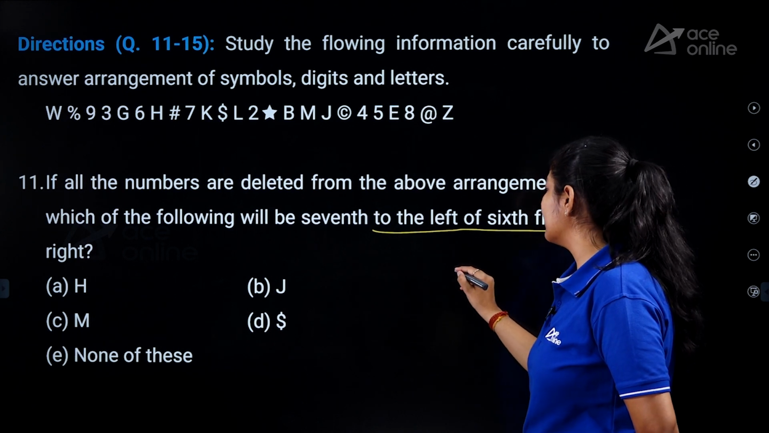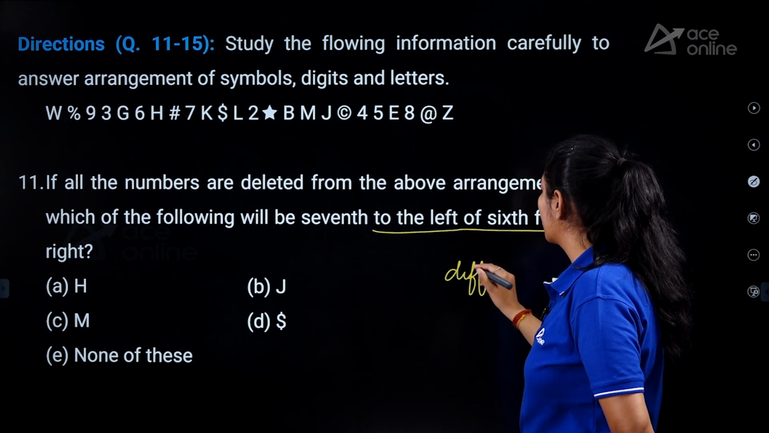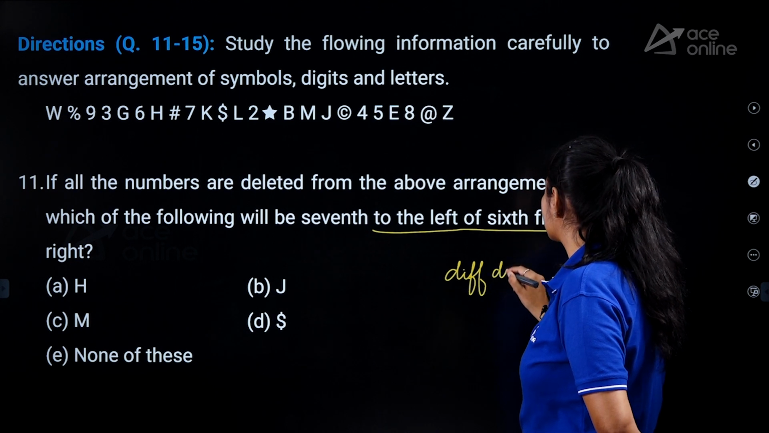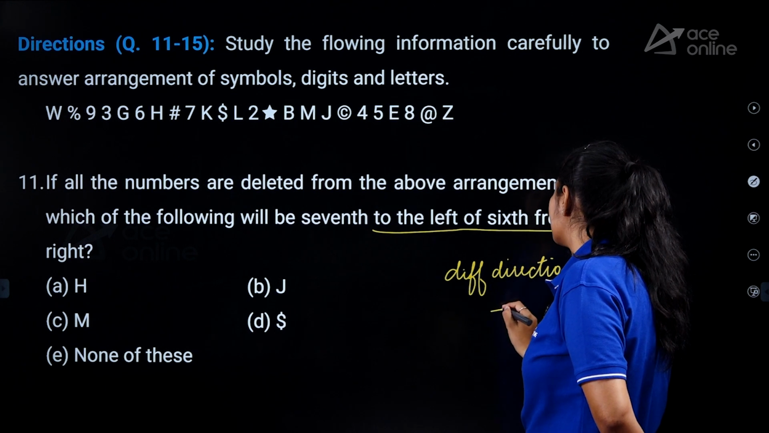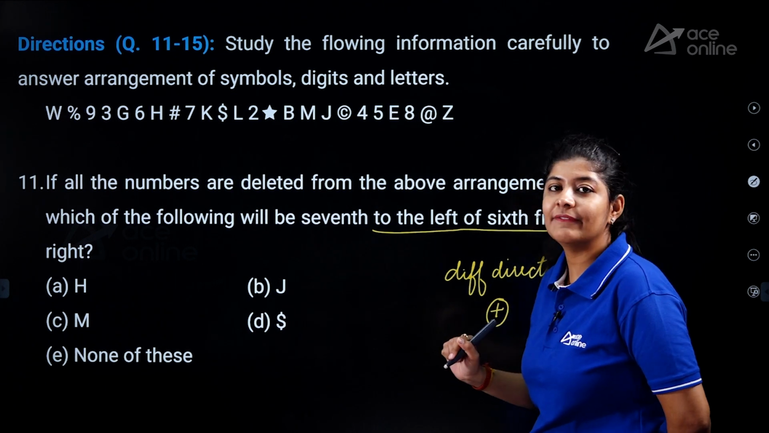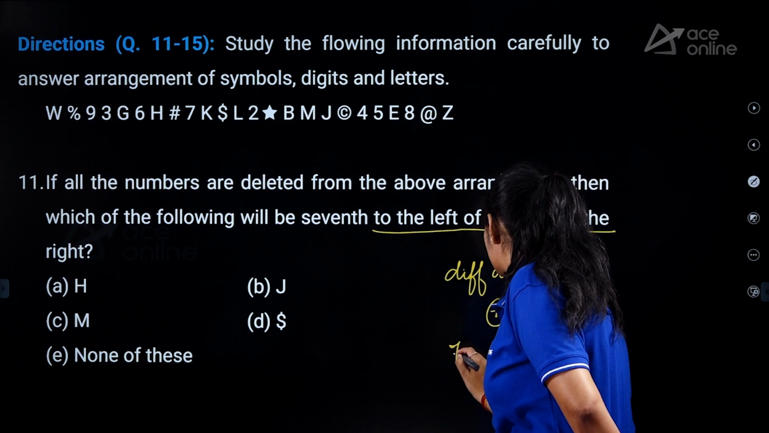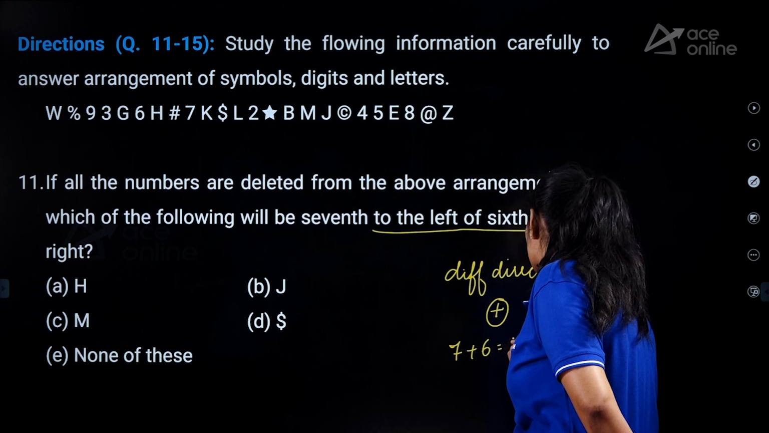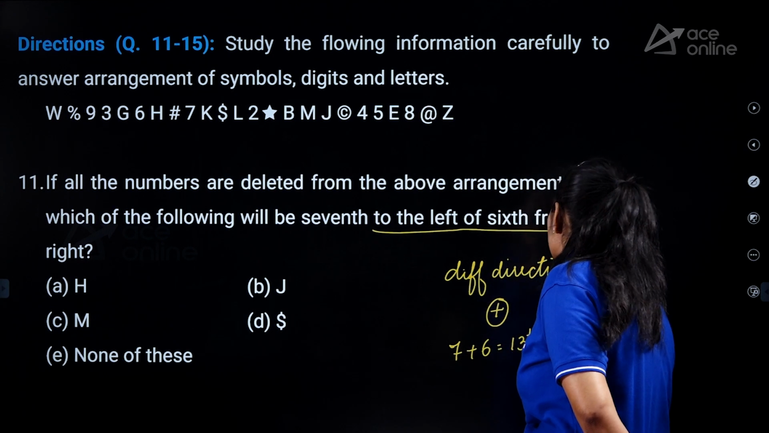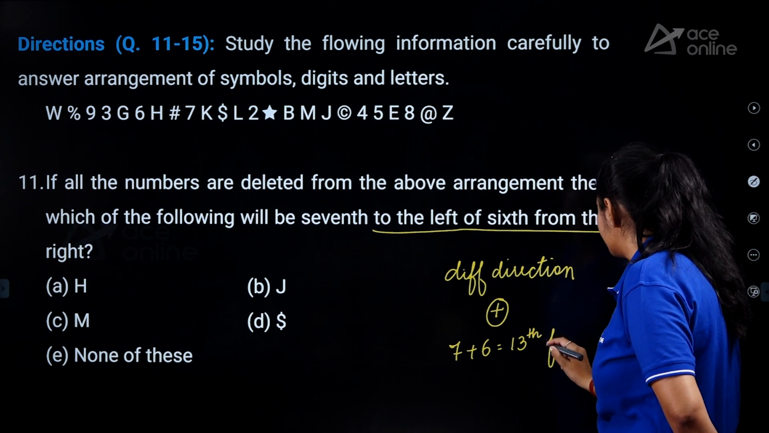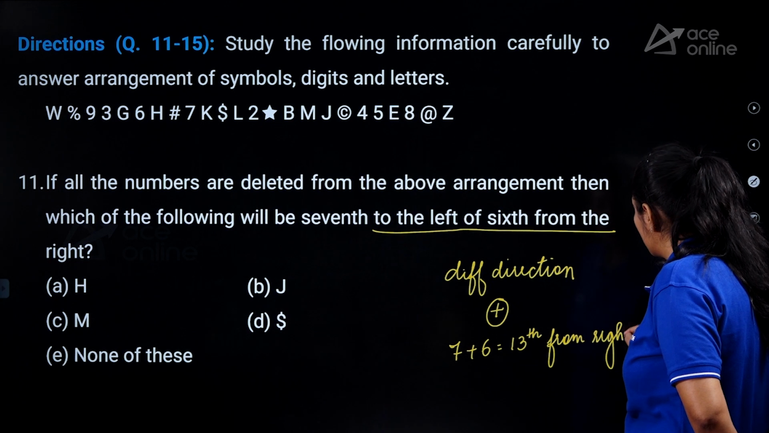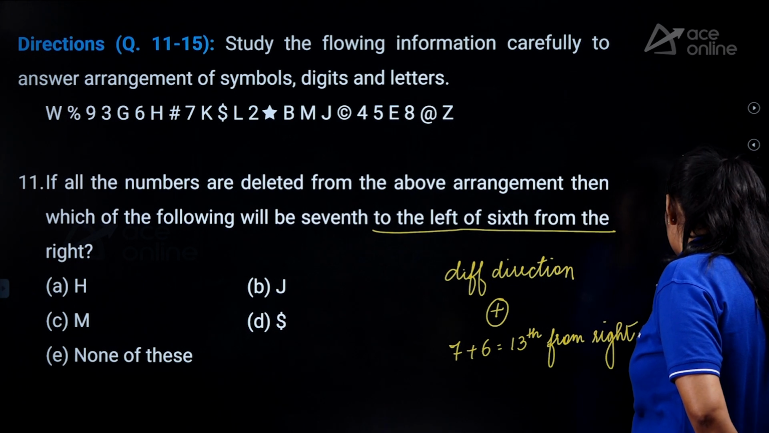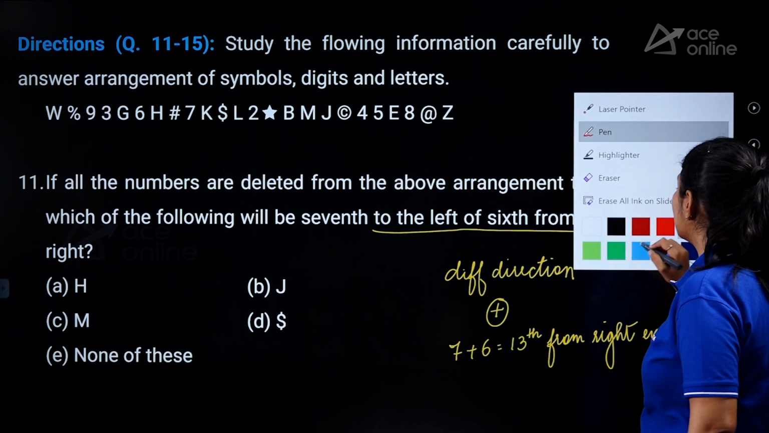Here we have different directions. Whenever we have different directions, we need to add the values. So 7 plus 6, basically we have to identify the 13th from the right end. And we have to eliminate all the numbers as well.